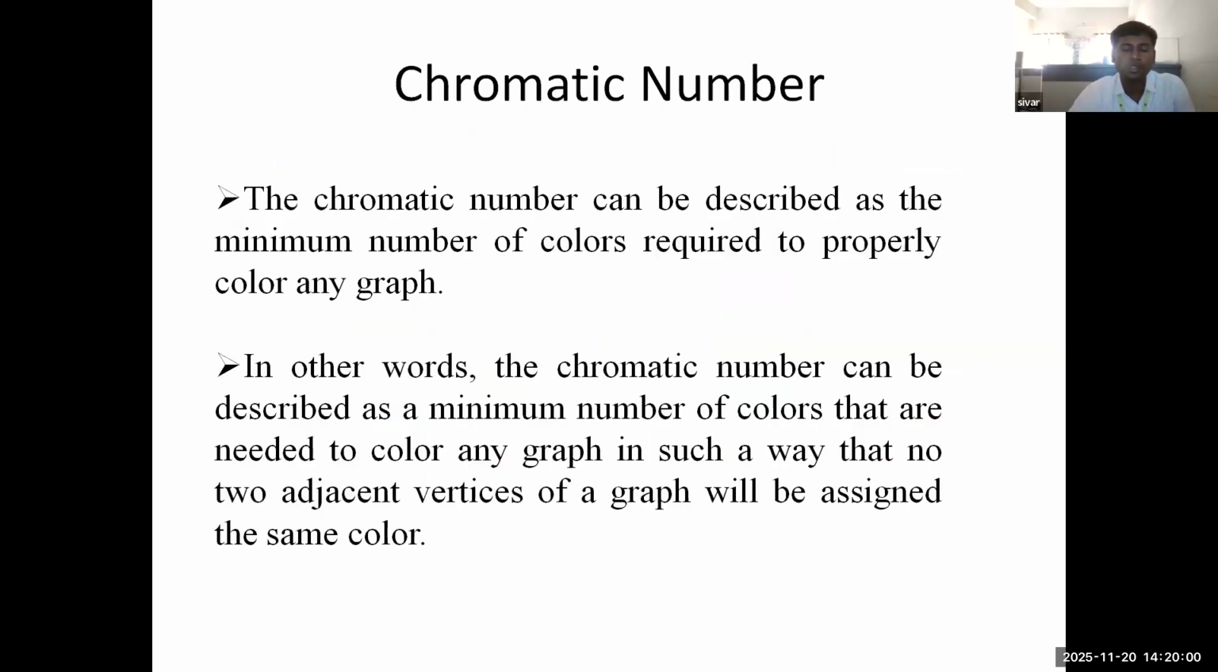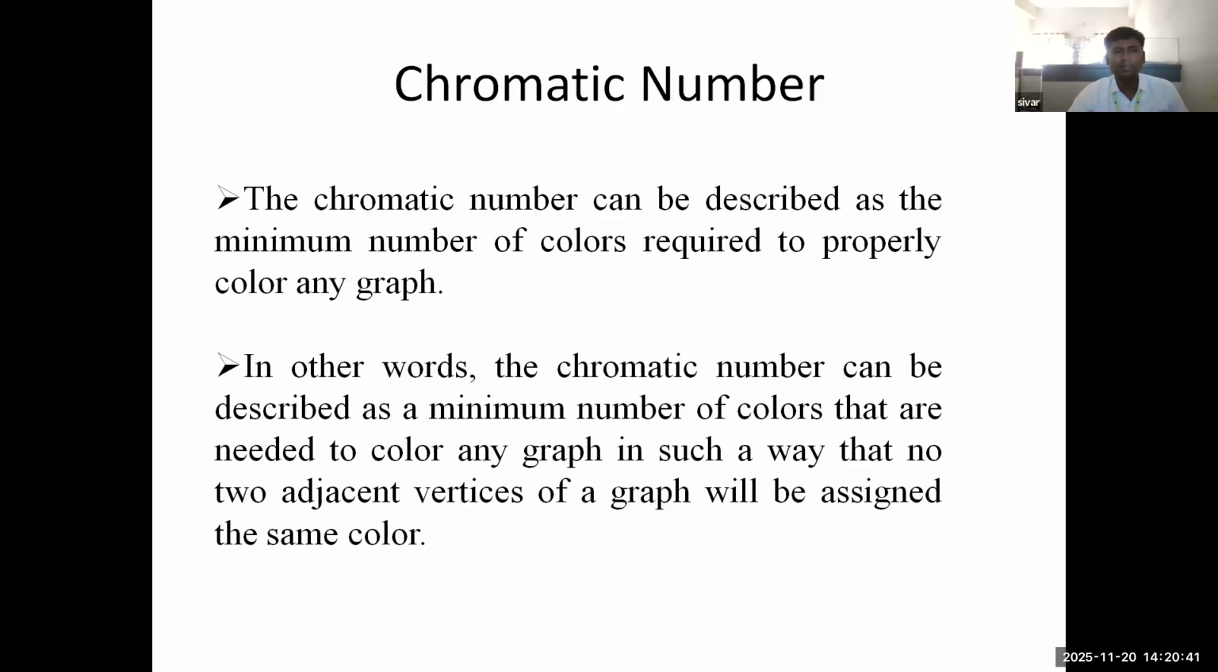Next one is chromatic number. Up to now we have completed what graph coloring is. Next is chromatic number. What is a chromatic number? A chromatic number can be described as the minimum number of colors required to properly color any graph. Suppose we are going to color a graph; the condition is the minimum number of colors you use to color the graph. In other words, in graph coloring, the chromatic number means the minimum number of colors needed to color any graph.